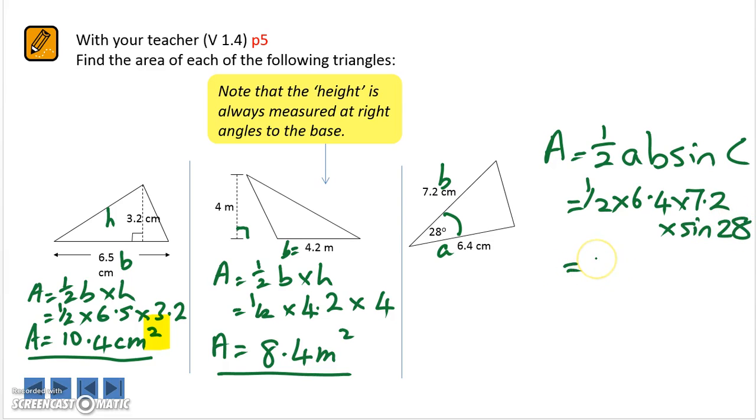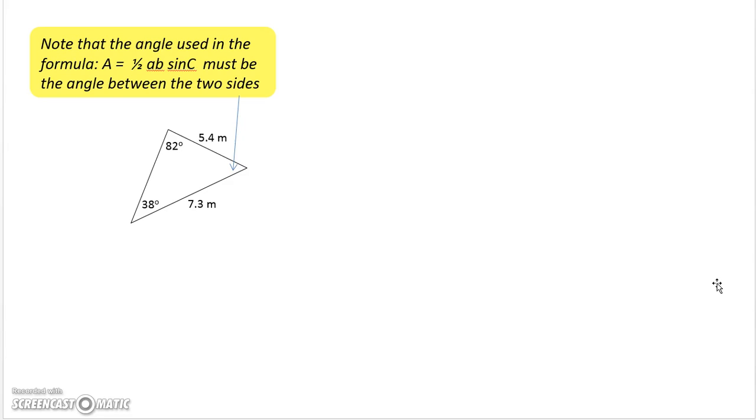And so half times 7.2 times 6.4 times sine 28 gives us an area of 10.82, and we're in centimetres again, centimetres squared. In this next example, we're still going to use the same formula that we had in the previous example because we've got two sides, but the problem is we don't have this angle here. So we need to work that out first.